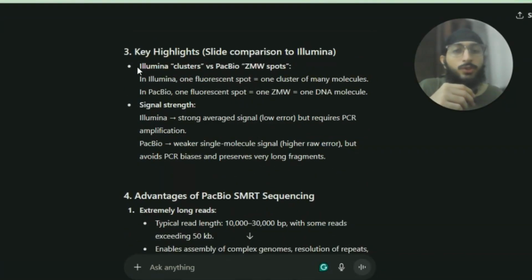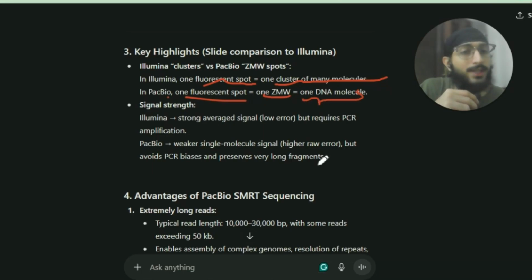Now, key highlights. The comparison slide to Illumina: Illumina clusters versus PacBio ZMW spots. In Illumina, one fluorescent spot is one cluster of many molecules. But in PacBio, one fluorescent spot is only one ZMW, and it refers to only one DNA molecule, right?